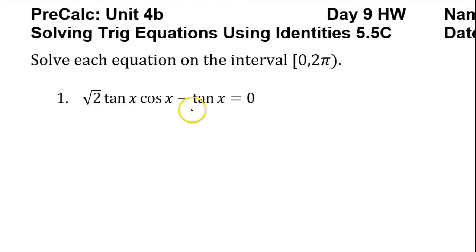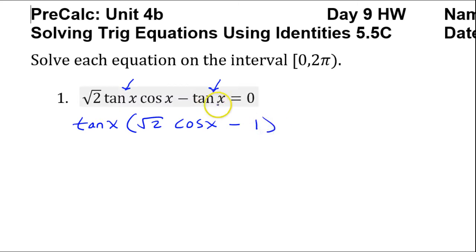One tool in your toolkit should be greatest common factor. So when I glance at this, I see that I have a tangent x here and a tangent x here. That is a common factor. So if I pull tangent x out and put it in the front, that's going to leave behind the radical 2 and the cosine x, and then minus 1 to hold the place of the tangent x. And all that equals 0.